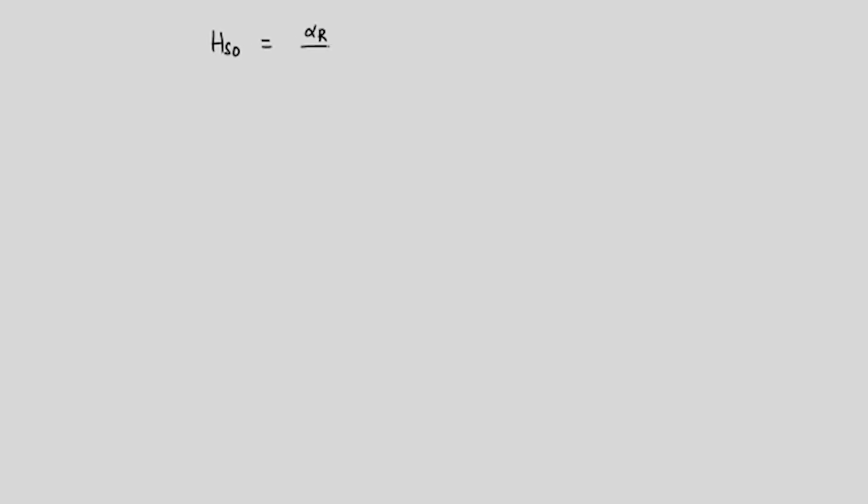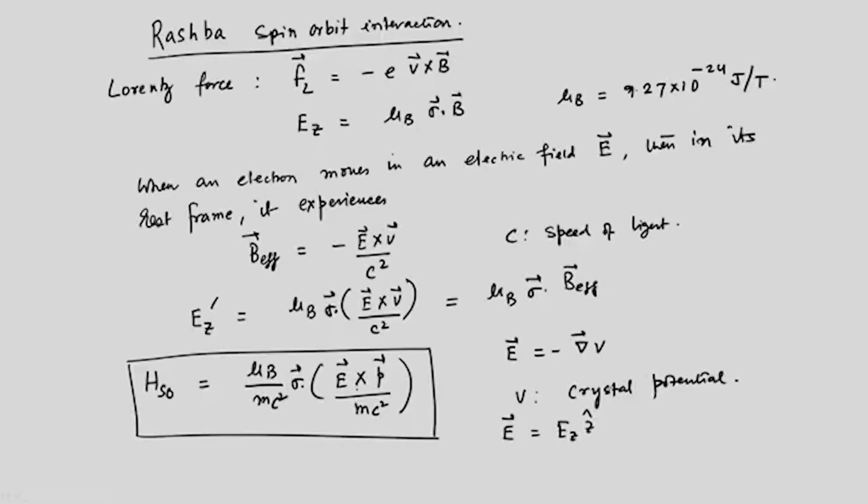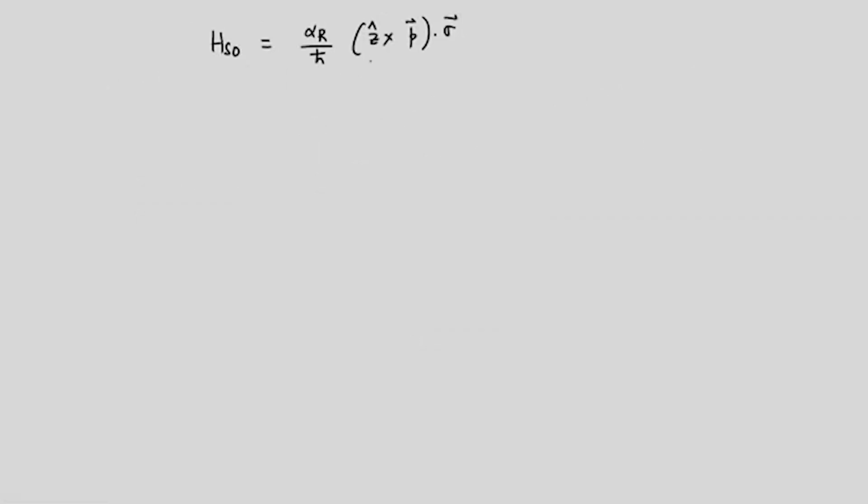Say we write it with alpha_R by ħ, and then there is a z cap cross P dot sigma. I have changed the order of this E, which I have been doing. So, sigma dot this term or this term dot sigma, it really does not matter. So, this is z cap cross P dot sigma, and then all these other things like mc square etc., they are being absorbed here. So, alpha_R by ħ replaces this mu_B E_z divided by mc square, which are scalar quantities. Okay.